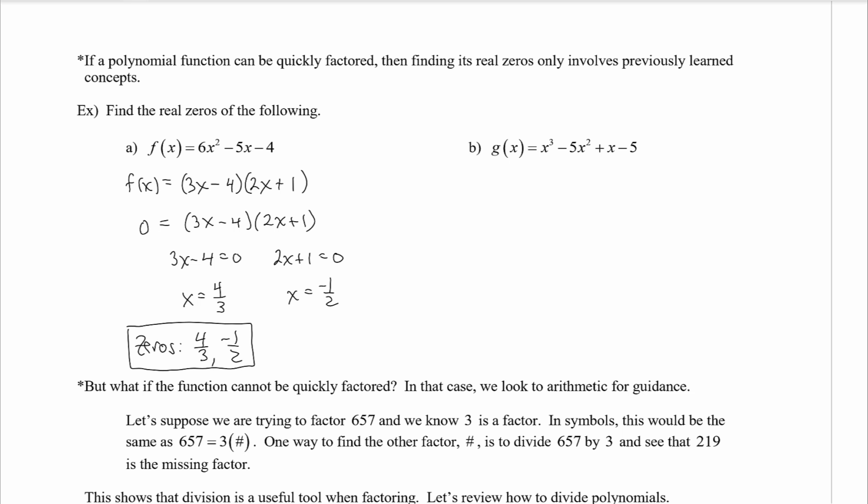Now those are both real numbers. So if I were to graph that quadratic, I would already know where it intersects the x-axis. Let's look at b. B is a cubic or degree 3 polynomial. However, we don't have to do anything particularly fancy to factor it. These first two terms both have an x squared. So the greatest common factor of the first two terms is x squared. And the greatest common factor of the last two terms is 1. And then now we see the greatest common factor of the entire polynomial is x minus 5.